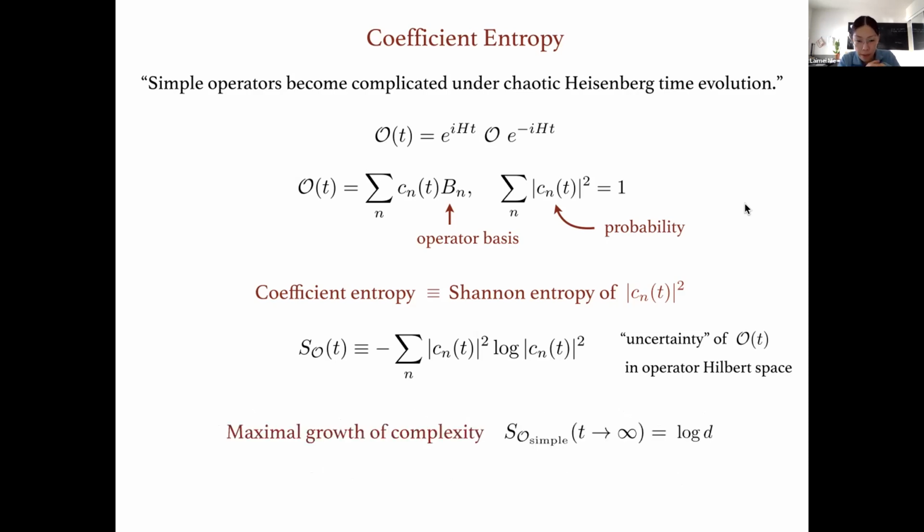Okay, and one more thing is, if under a Heisenberg time evolution, under dynamics, a simple operator becomes a maximally complicated one, and the coefficient entropy grows from 0 to log d, then we say that this dynamics has maximal growth of complexity. It induces maximal growth of operator complexity. And we think this is a necessary condition for the dynamics to be chaotic or thermalizing.